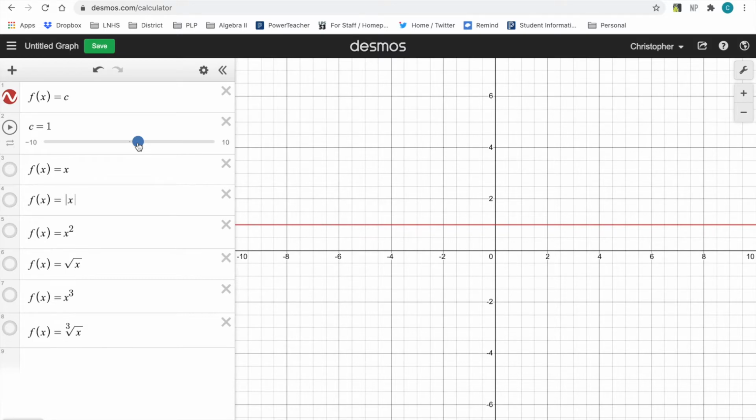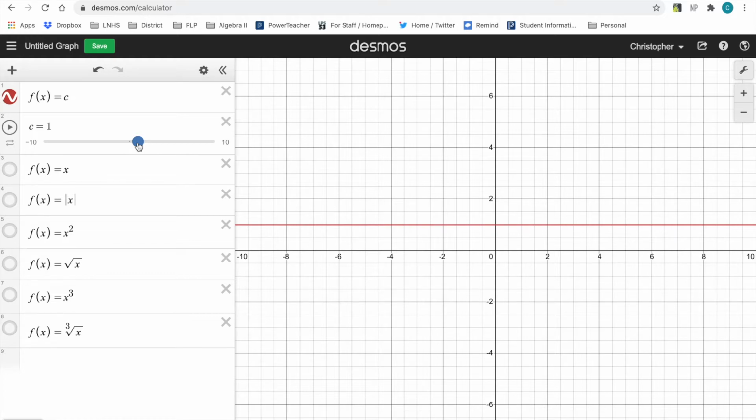Range, on the other hand, for this graph is, remember, range is the y values. Since the constant graph only exists at one y value, the range of the graph will always be whatever is that constant c we have set it at. So like in this case, since I have c equal to 1, the range here would just be the value 1.